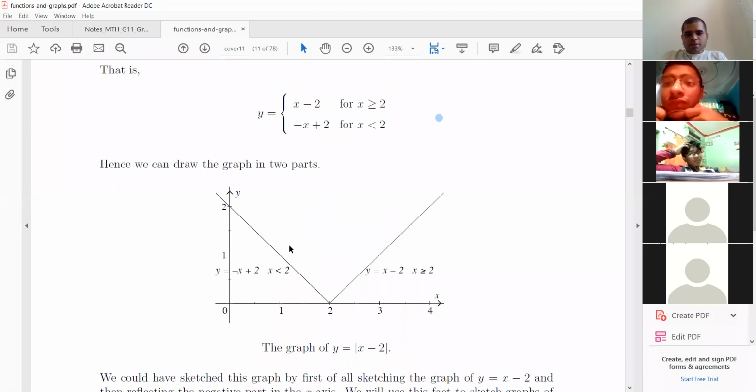तो अब देखो ये फंक्शन कौन से पॉइंट पे साइन चेंज कर रहा है? 2 पे कर रहा है साइन चेंज। ये positive 2. तो 2 से ग्रेटर देन होने पे इसका ग्राफ होगा x माइनस 2, और बड़े छोटे होने पे ग्राफ होगा माइनस एक्स प्लस 2.